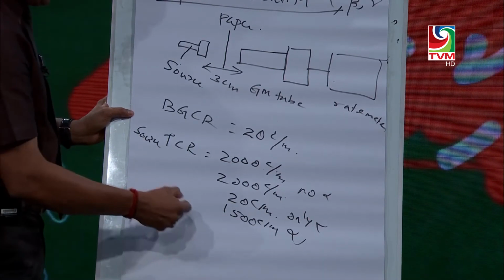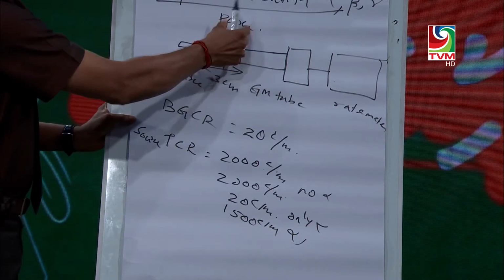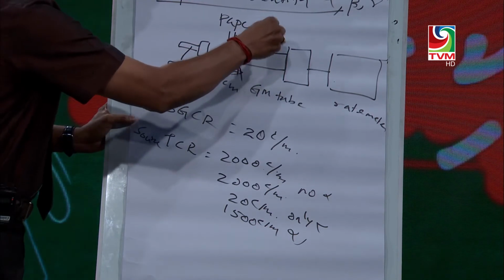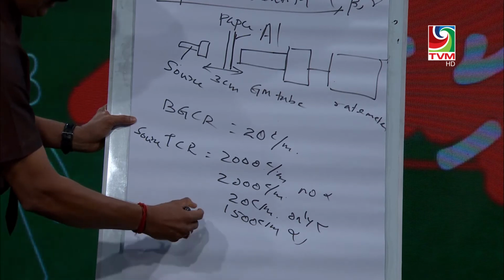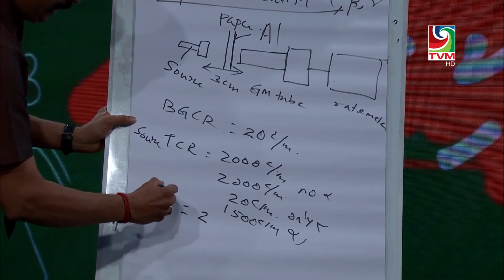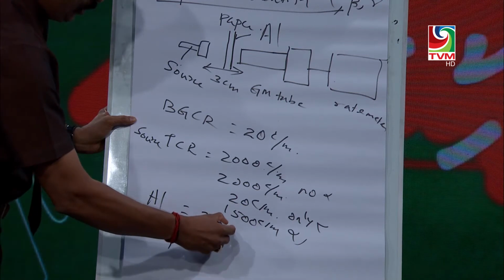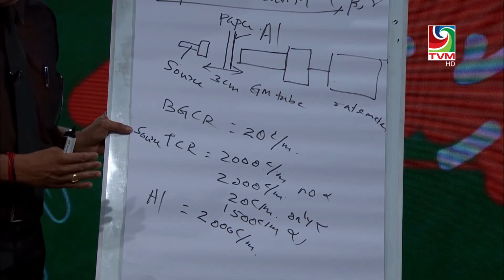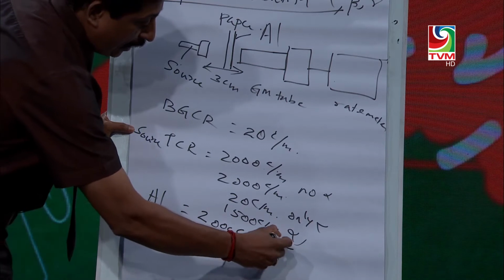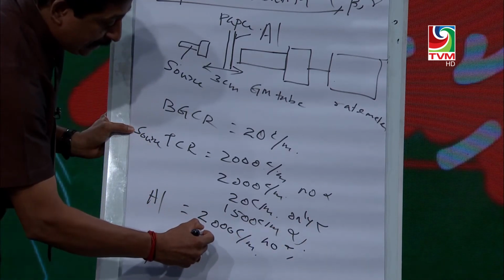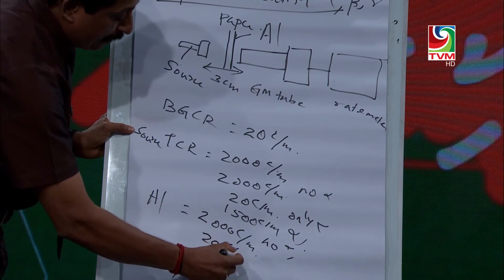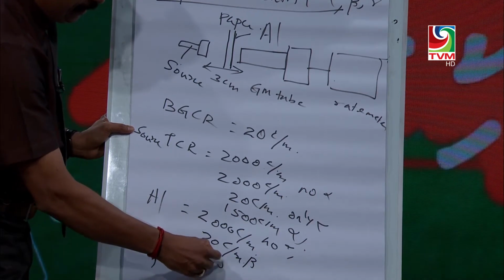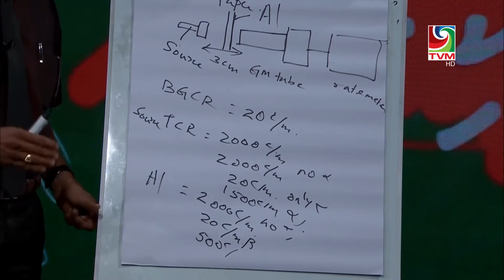For that, what we need to do next is keep the paper as it is, and besides the paper, keep a thin sheet of aluminium. If after keeping the aluminium the count rate remains as it is, 2000 counts per minute, there is no alpha particle and no beta particle. If the count rate decreases to background, 20 counts per minute, then only beta particles are present. If the count rate decreases to 500 counts per minute, beta particles are present as well as gamma radiations.